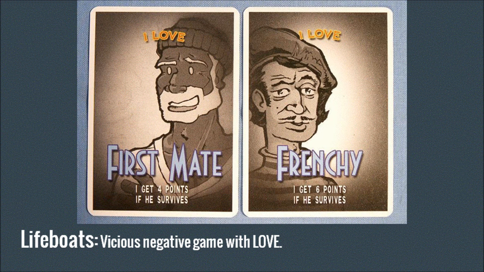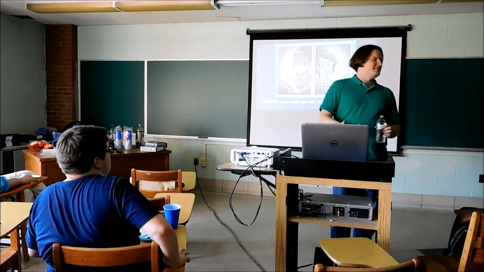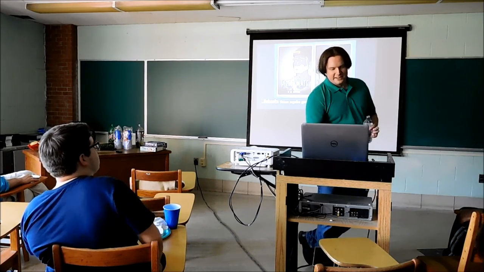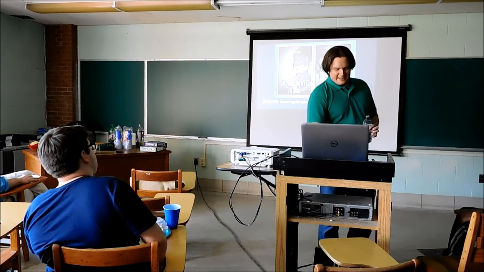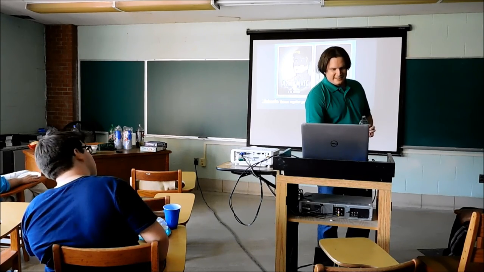So at the beginning of the game, you're given a card for someone on the boat that you hate and someone on the boat that you love. If the person that you hate dies, you score that amount of points. If the person you love lives, you score that many points. So you could sacrifice yourself just to score points for them. It's a lovely love story that ends in death and destruction and starvation.